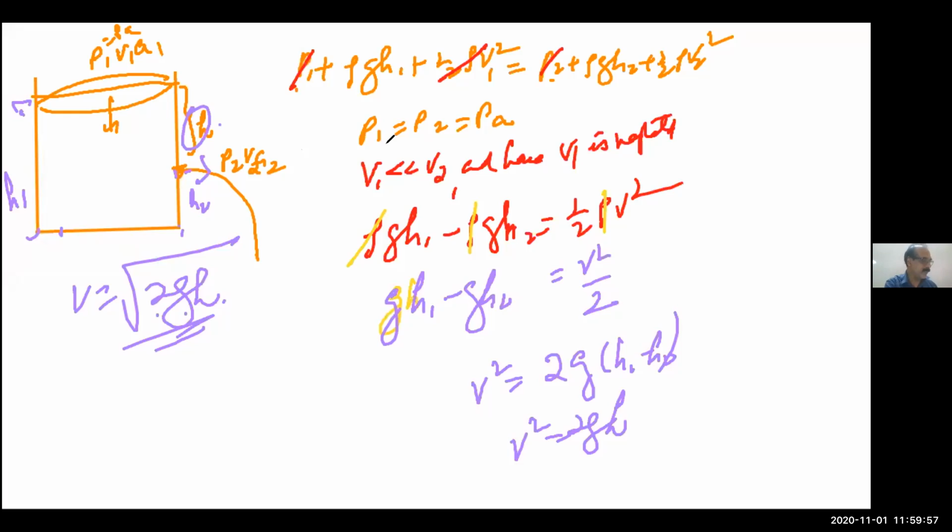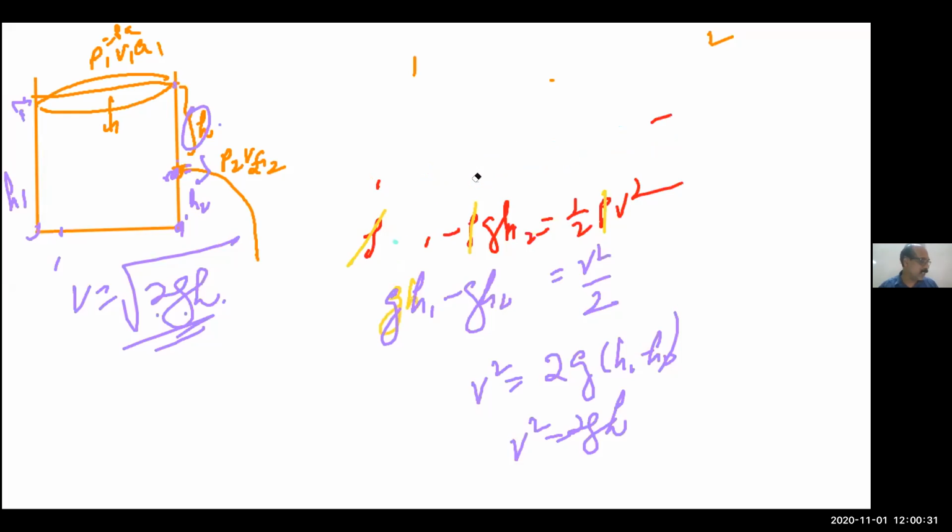Any doubt? So which height should we consider? From the top surface to the orifice. H1 means from down to here. H2 means from down to the orifice. So H1 minus H2 will give you this depth. Is it clear? Yes, sir, it's clear.